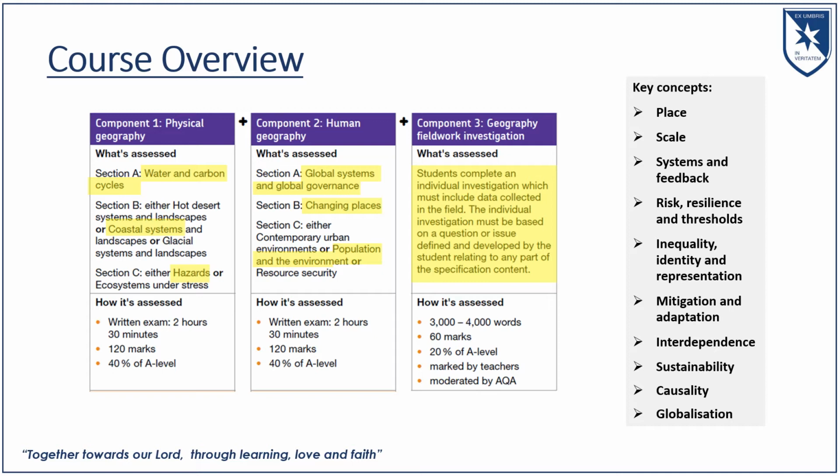Component 3 is a coursework component or fieldwork investigation, where you are required to complete a research study of your own choosing. This can be based on human or physical geography and must be between 3,000 and 4,000 words in length. We base this on our residential field trip to North Wales, and it's worth 20% of the final grade.